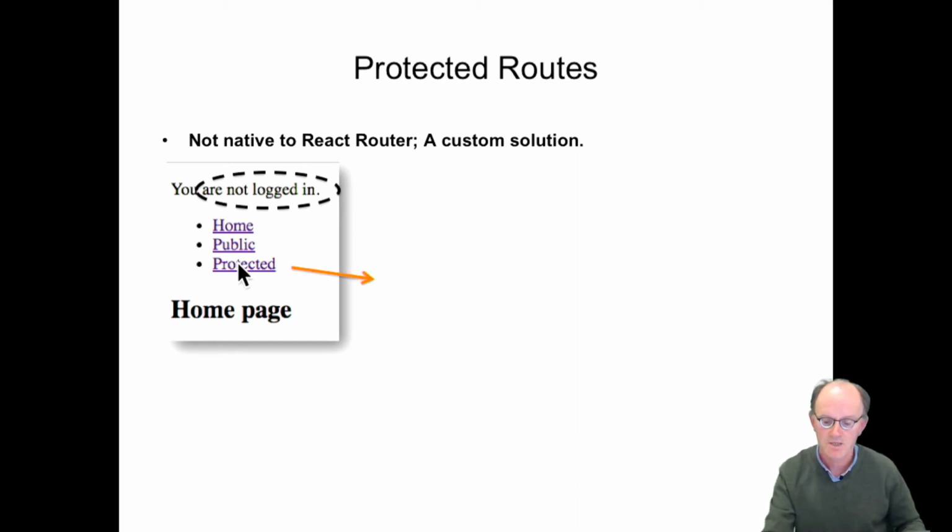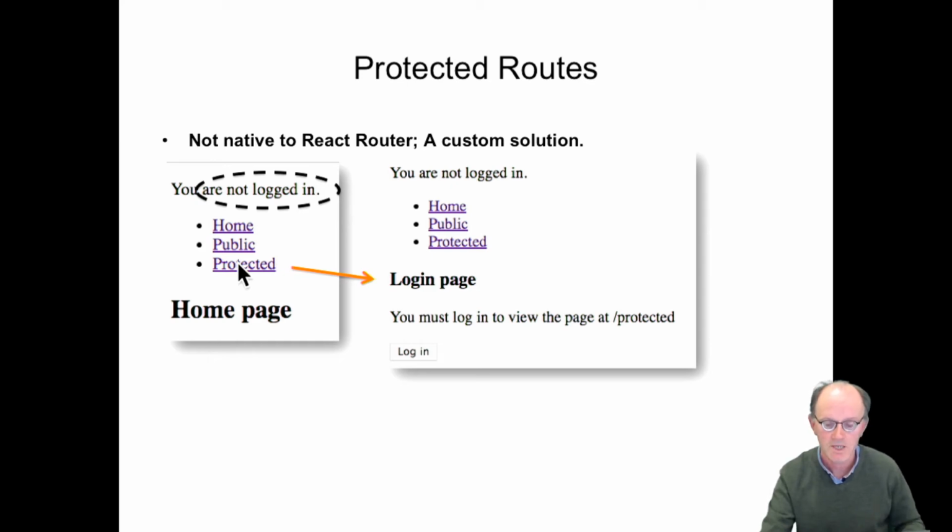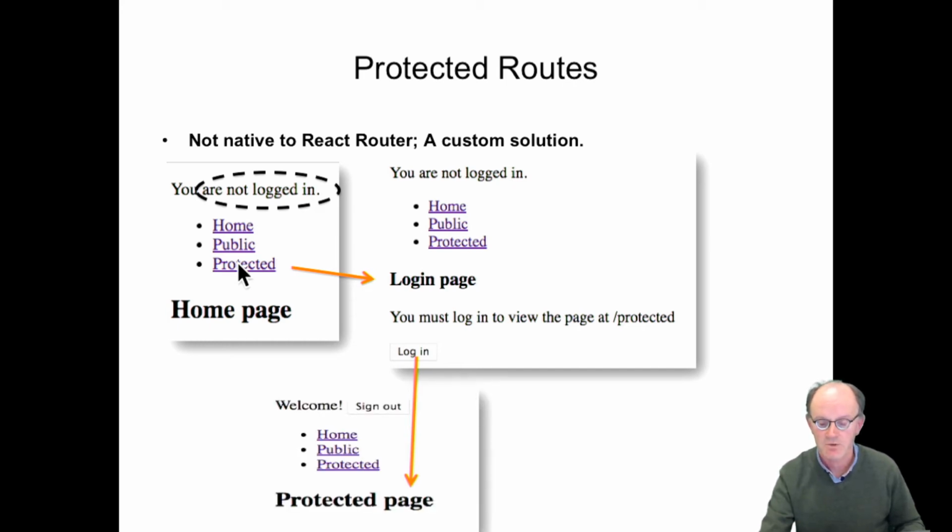But when we click on the protected link, given that there isn't anybody logged in, it redirects us to a login page. Again, a bit like my registration earlier on, I haven't bothered putting in an actual form where the user can log in. That's not the focus of this exercise here, but there is a login button, and when the user clicks the login button, it's going to bring them to the view that they actually wanted to go to, the protected view, assuming the login is successful and all that.